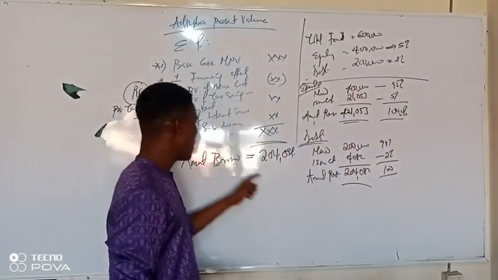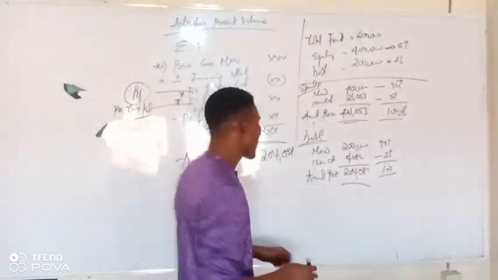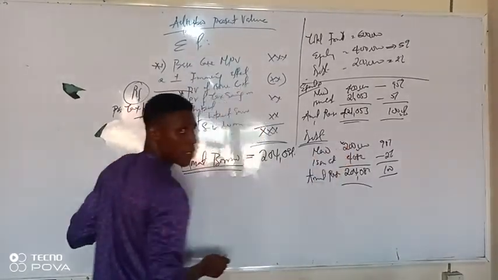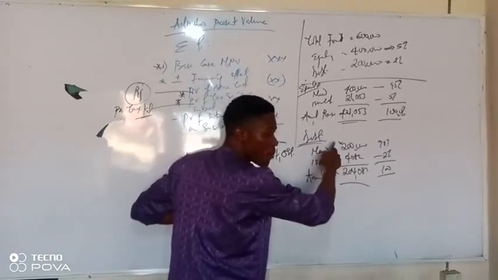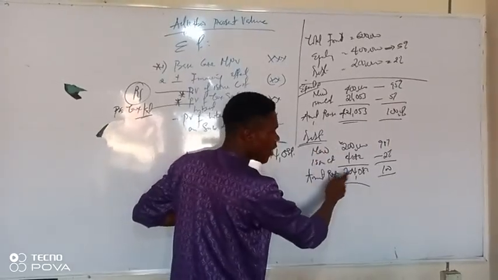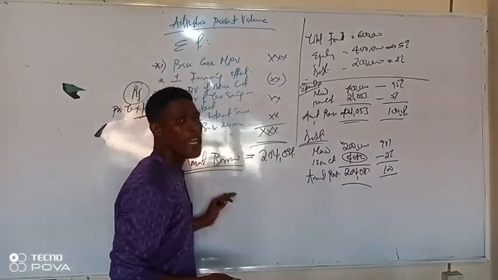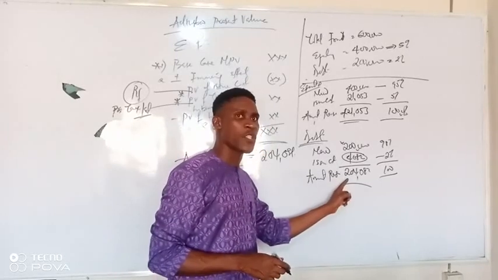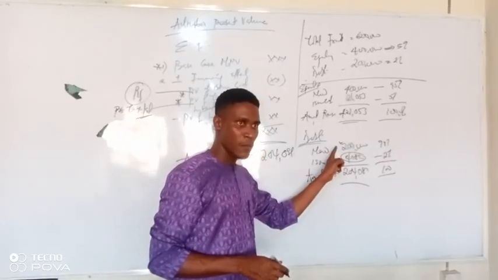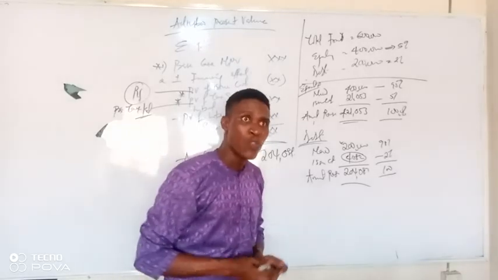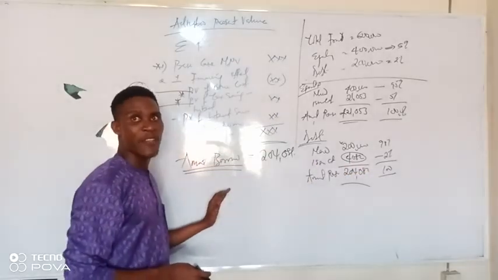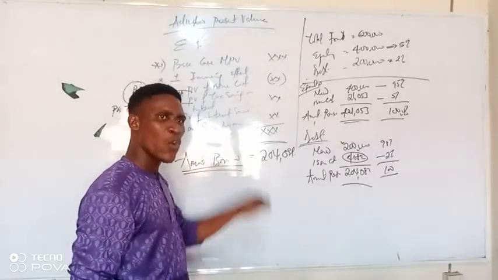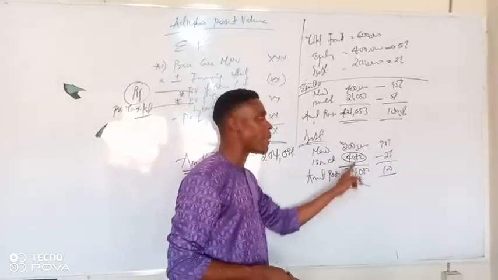What's the question? To get your interest, you don't use the amount of debt you need. How much do you borrow? 204,082. Why? Because of the flotation cost. So in reality, how much do you borrow? 204,082. So if you have to pay interest, you pay interest on this, not on the amount needed. Nobody will tell you that in the example. But by the time you come to the cost of debt, the interest, you are going to calculate your interest on the amount borrowed, not the amount needed.